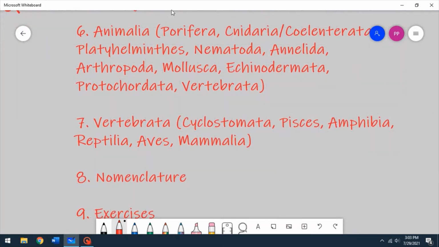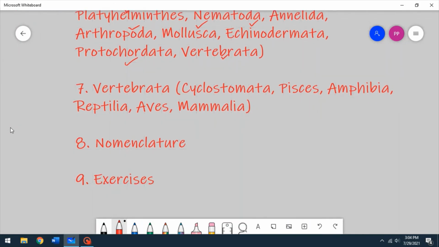And then we talked about Animalia, in which these are the 10 phyla: Porifera, Cnidaria or Coelenterata, Platyhelminthes, Nematoda, Annelida, Arthropoda, Mollusca, Echinodermata, Protochordata, and Vertebrata. And then we talked about the 6 classes of Vertebrata: Cyclostomata, Pisces, Amphibia, Reptilia, Aves, and Mammalia. We talked about that, and then we talked about nomenclature, the rules for writing the scientific names of organisms.